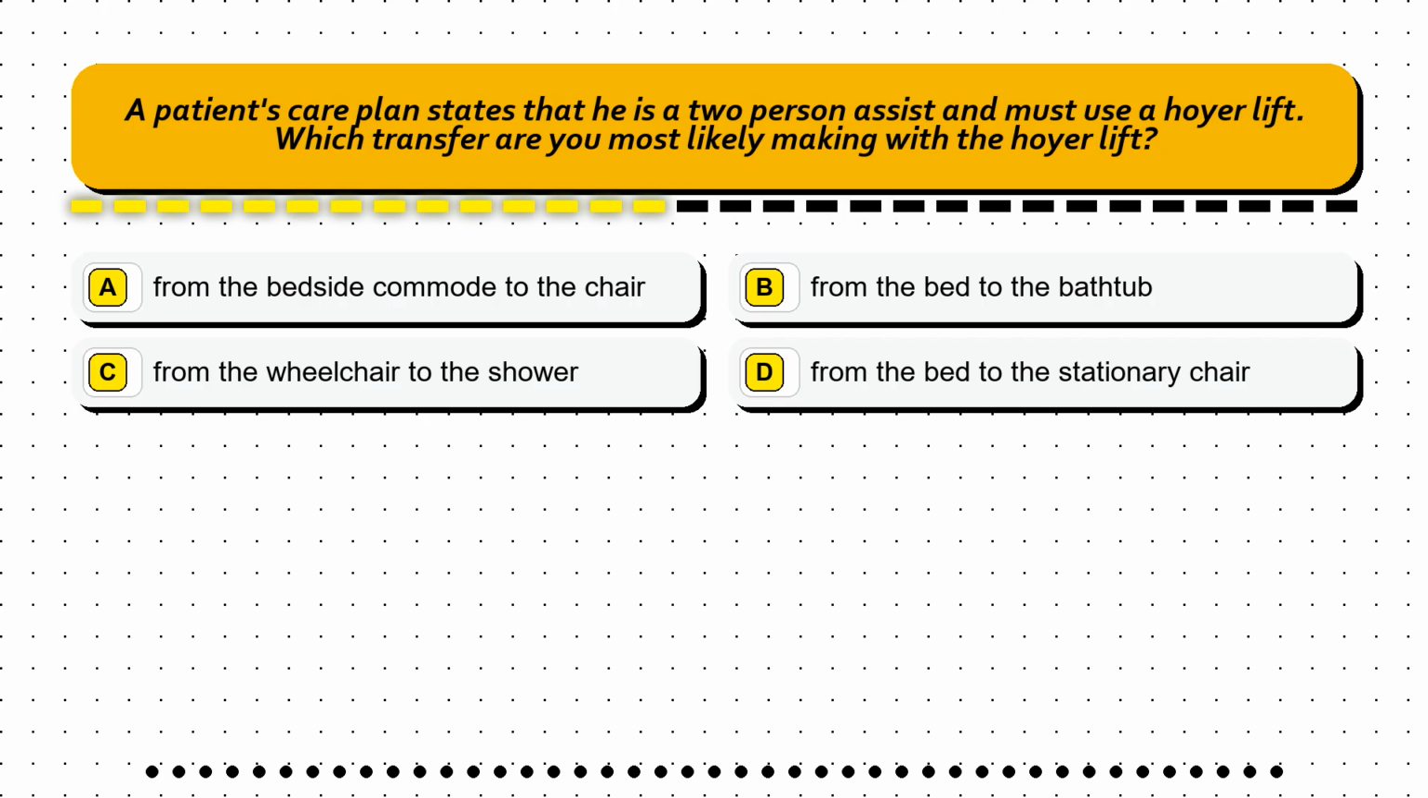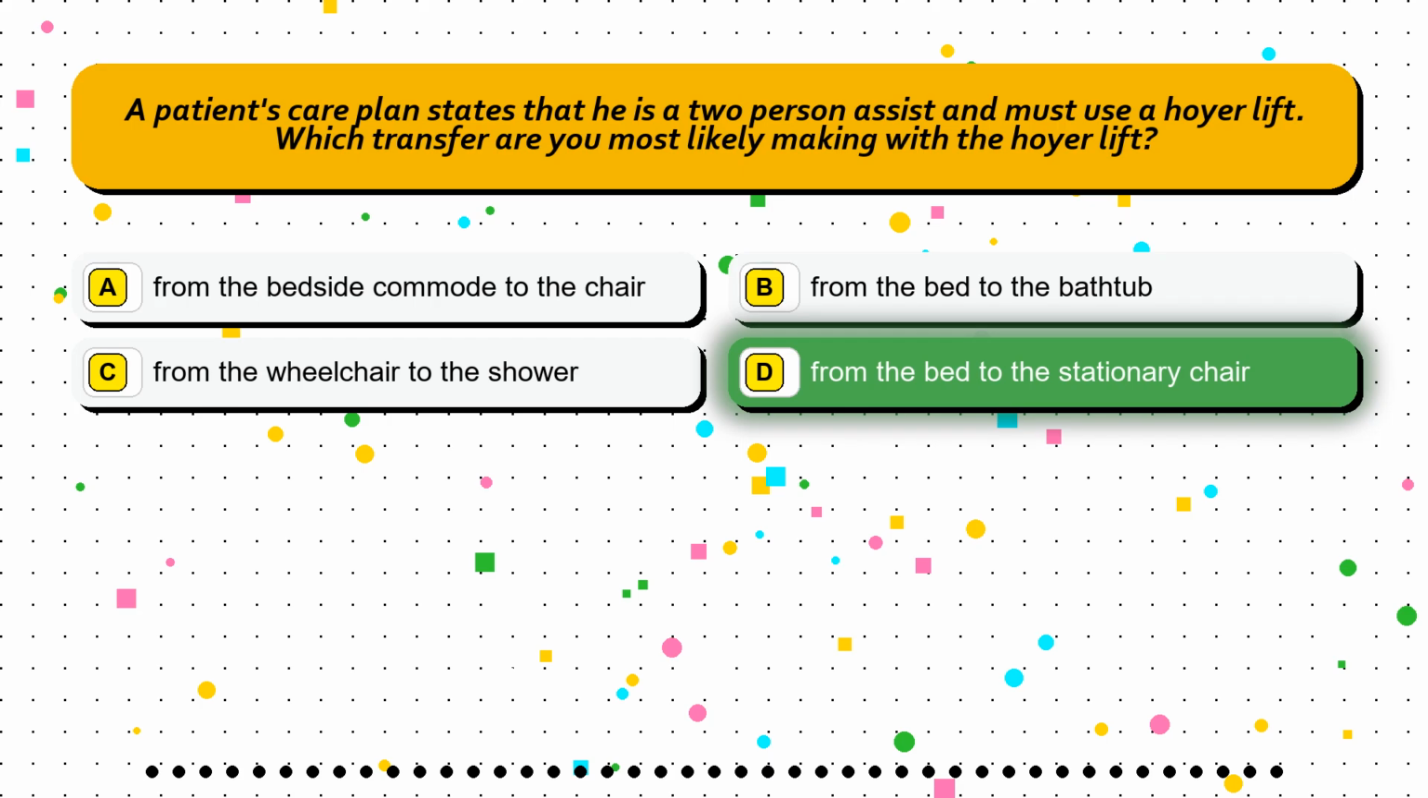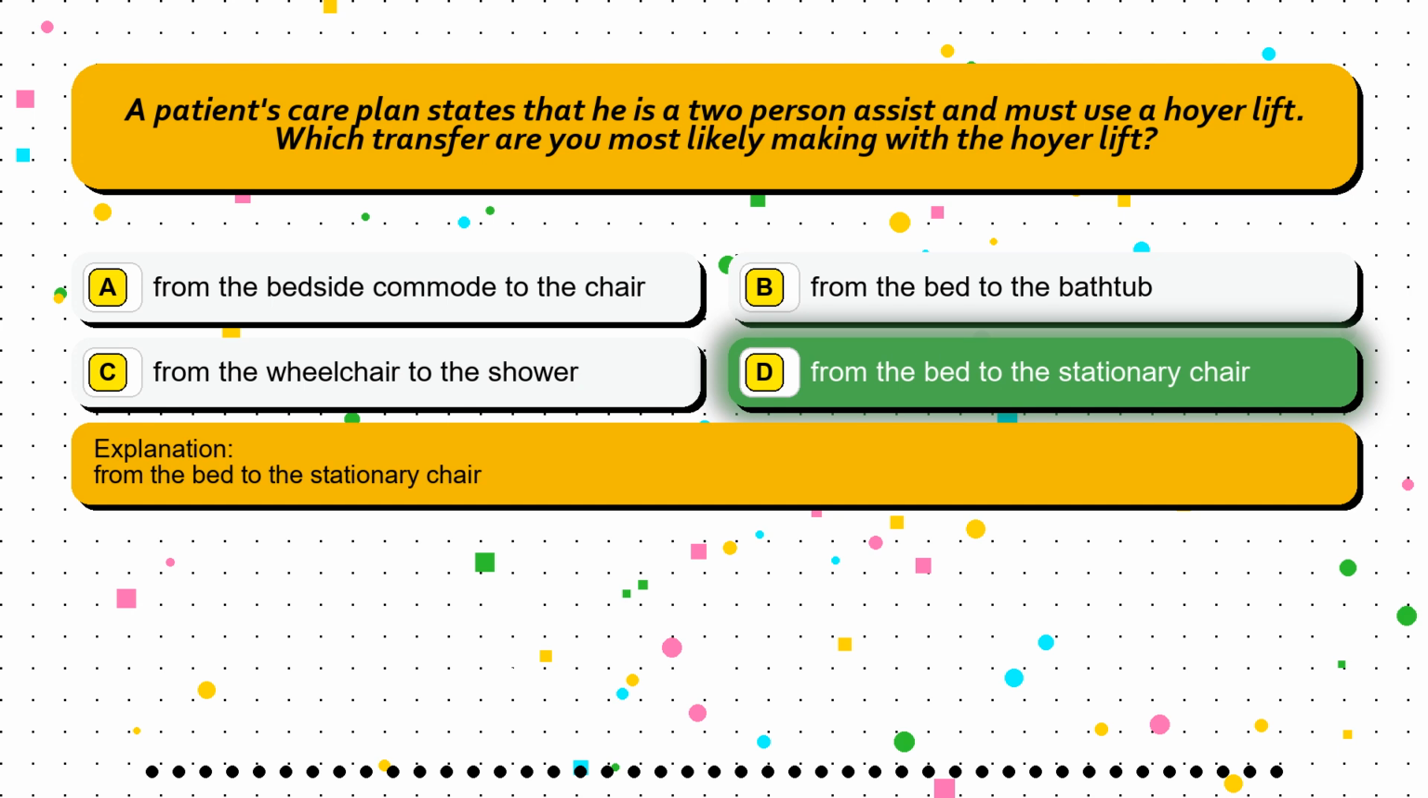Option A, from the bedside commode to the chair. Option B, from the bed to the bathtub. Option C, from the wheelchair to the shower. Option D, from the bed to the stationary chair. The correct answer is option D, from the bed to the stationary chair.